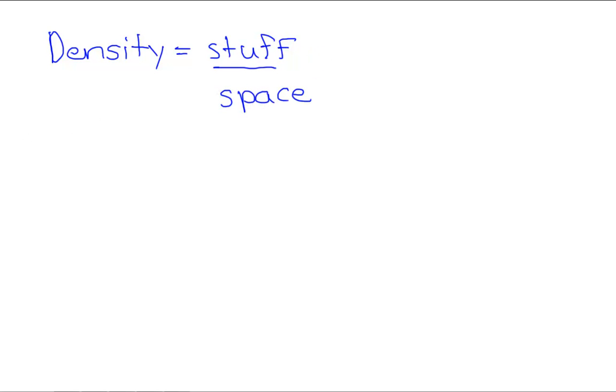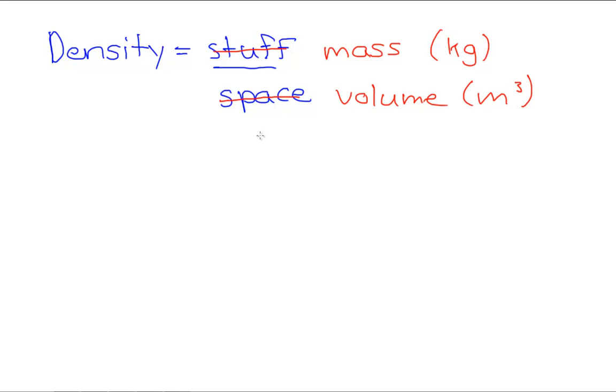Now, from a scientific perspective, the stuff is what we'd call mass. And that would be something in kilograms, for example. Mass would be in kilograms. The space is called the volume, and this value would be in something like meters cubed, for example. Thus, the equation for density is mass over volume. Mass over volume. And in this case, the units would be kilograms per meter cubed.